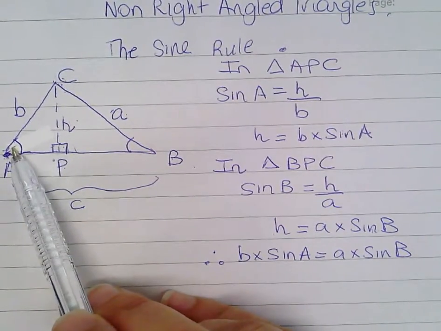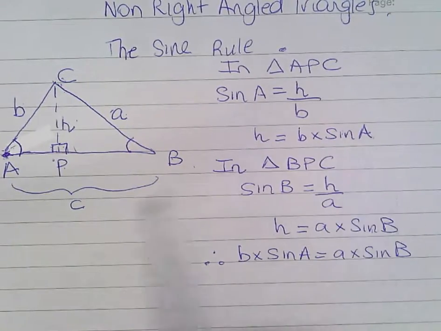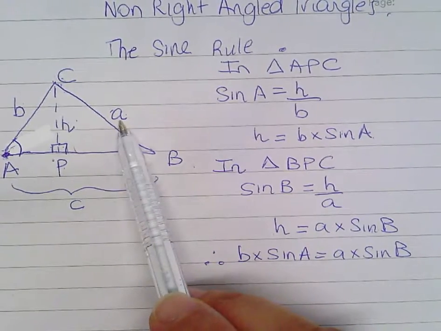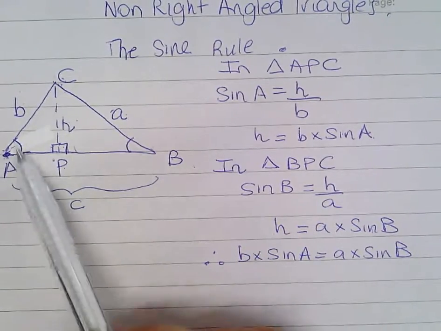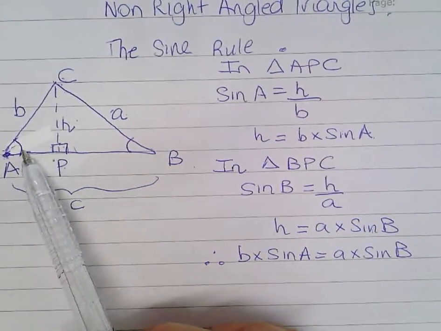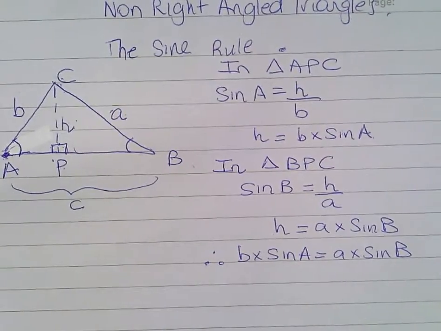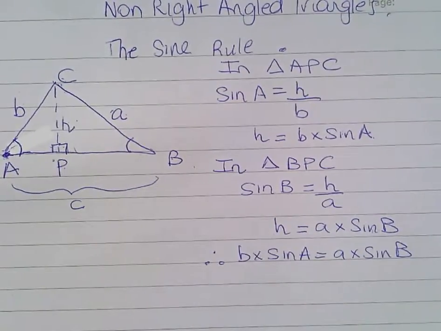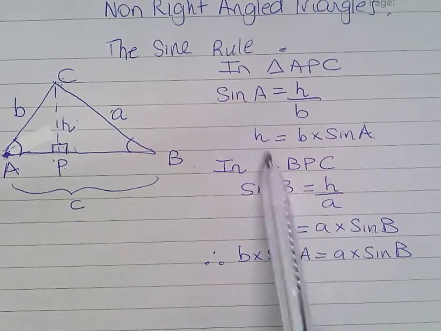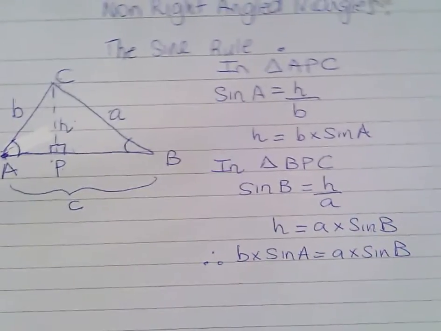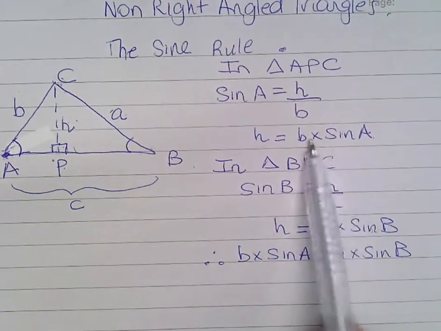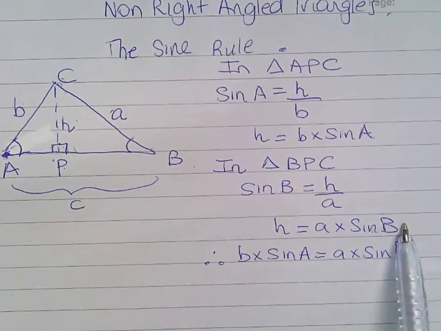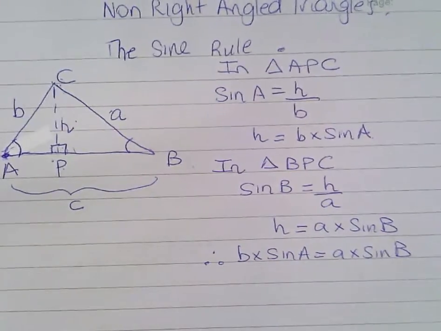A, capital A, if you see a capital, it's an angle. If you see a lowercase, it's a side length. So capital A and capital B are the sizes of these angles, okay? Little a and little b are the side lengths, and small h is also a side length. I've just come up with 2 expressions for the side length, h. H is the same thing. H is b times sine A. H is a times sine b. So therefore I'll put them equal to each other.